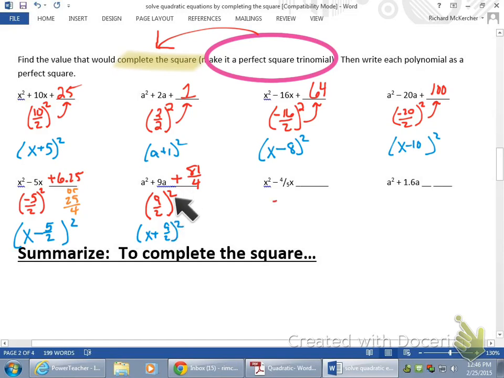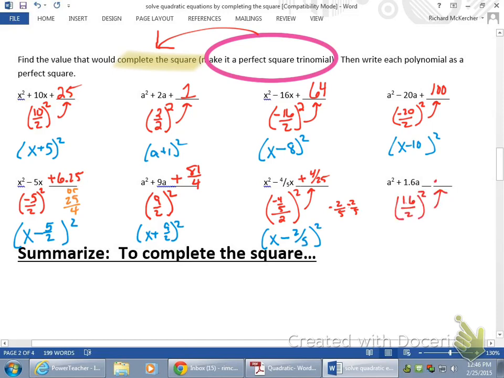Again, take your time. Half of 9, and then square it. Over here, all right, I've got half of negative 4/5. Well, half of negative 4/5 is actually negative 2/5. Forgot the negative part there. And then when you do negative 2/5 times itself, you end up with positive 4/25. And then there's the last example.